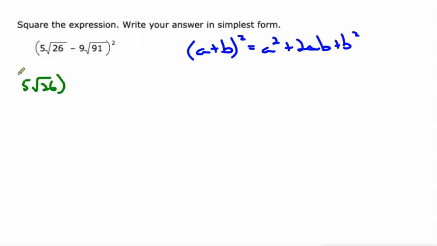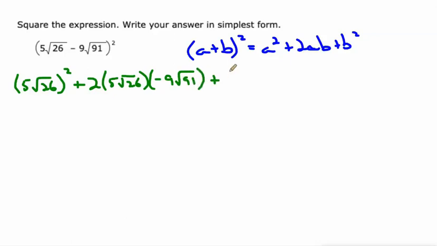squared, and then we're going to do plus 2 times a, which is 5 times the square root of 26, times b, which is negative 9 times the square root of 91, plus b squared, which is negative 9 times the square root of 91 squared. All right, so a squared plus 2ab plus b squared.